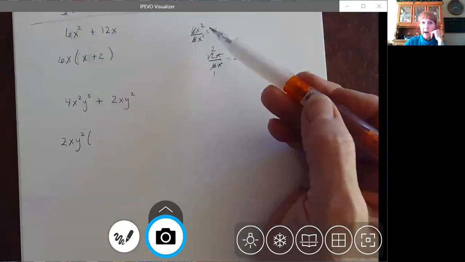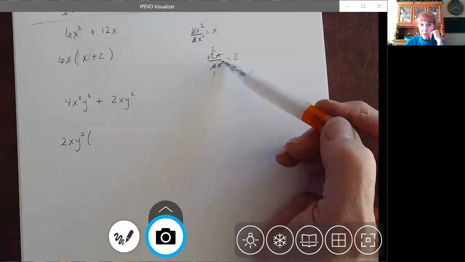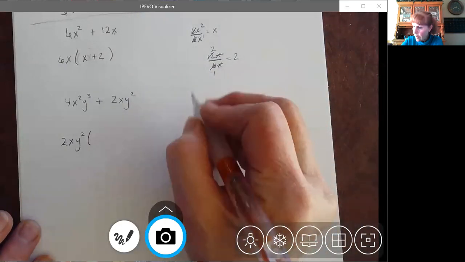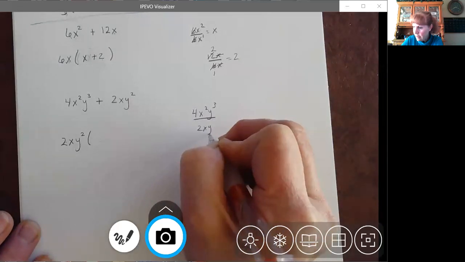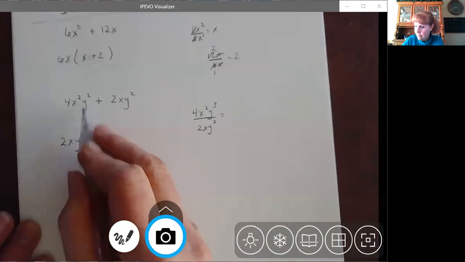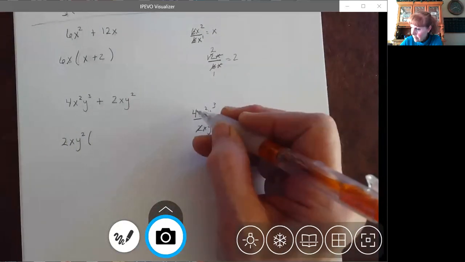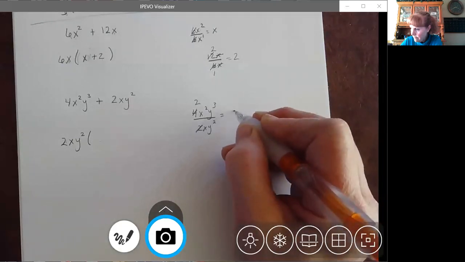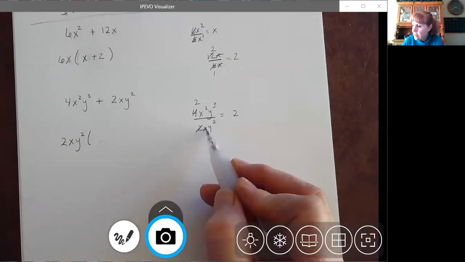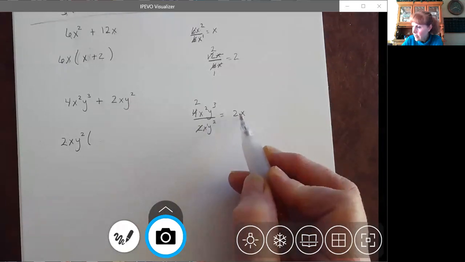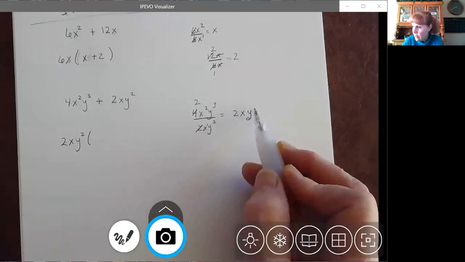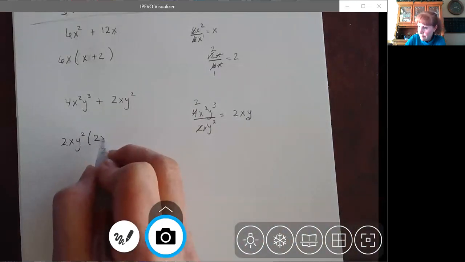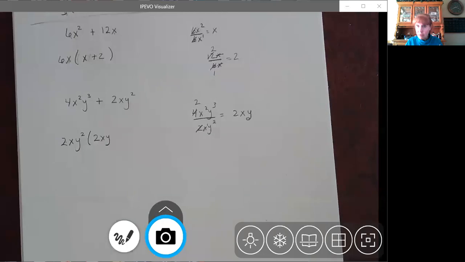I'm going to rewrite it like I did these two and use division. So I'm going to take 4x squared, and as you get better at this, you may not have to rewrite it over here, and divide by that. This divided by this gives you a 2. x squared over x, subtracting exponents, 2 minus 1 is 1. The y's, 3 minus 2 is also 1. So 2xy.